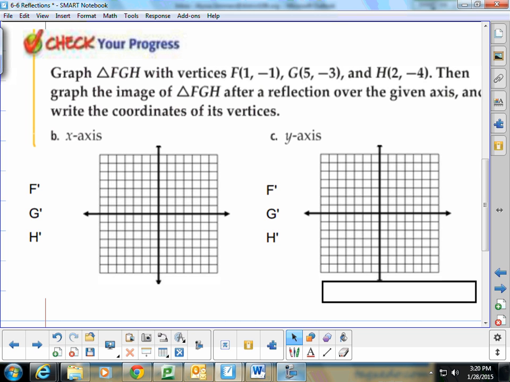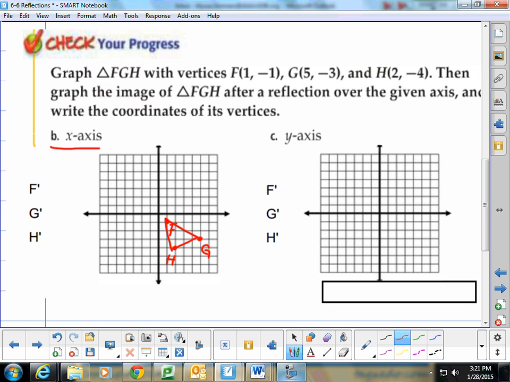So we're going to graph triangle FGH with vertices F (1, -1). We're going to do this on D first. So we're going to do 1, -1 for F. G is 5, then 1, 2, 3, 4, 5, -3. H is 2, -4. And this triangle, so those are our points. Okay?